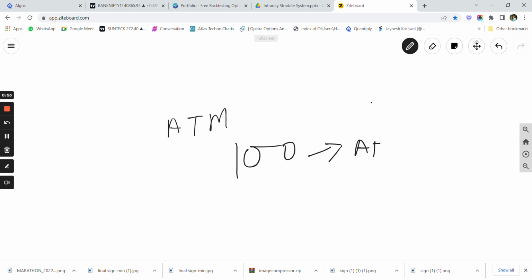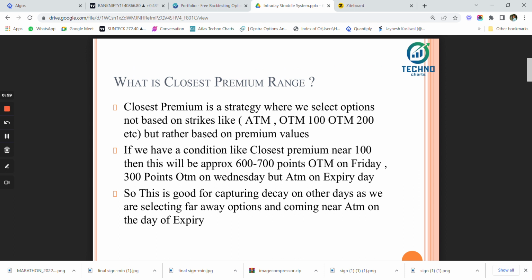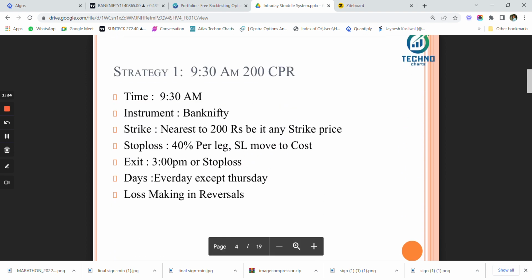So closest premium is a strategy where we select options not based on the strikes like ATM, OTM 100, OTM 200, but rather based on the premium values. If we have a condition like closest premium near to 100, then this will be approximately 600, 700 points out of the money on Friday and 300 points out of the money on Wednesday. But it will be around the at the money strike price on the expiry date, that is on Thursday. So this is good for capturing theta decay on other days as we are selling very far out of the money options, and it is good for theta decay as well as a trend following strategy on, let's say, Wednesday and Thursday, right?